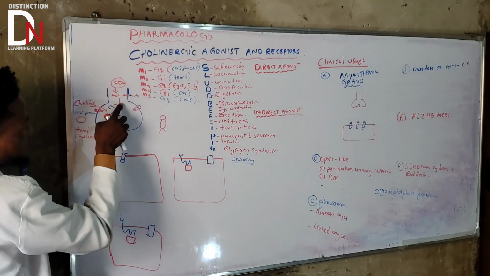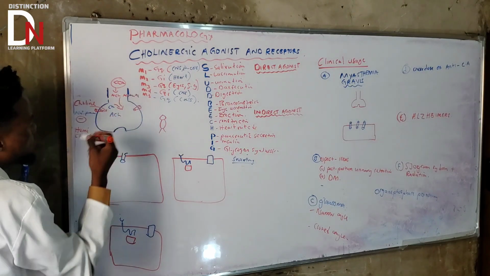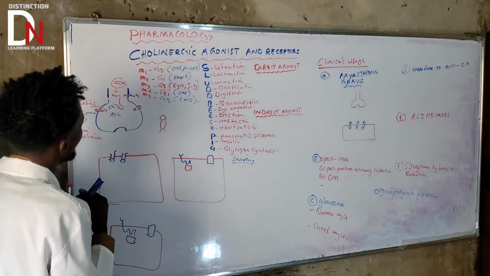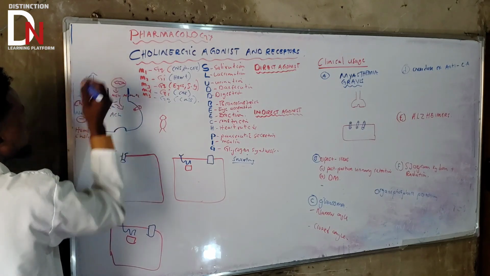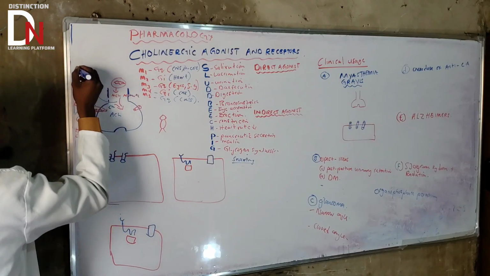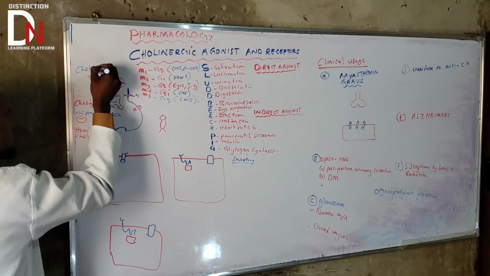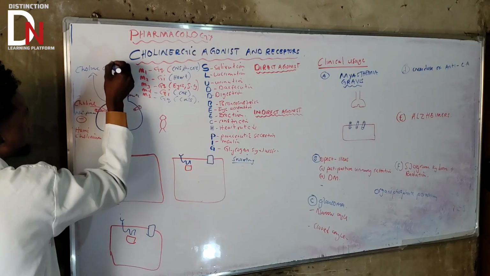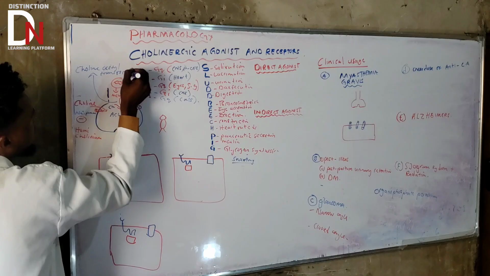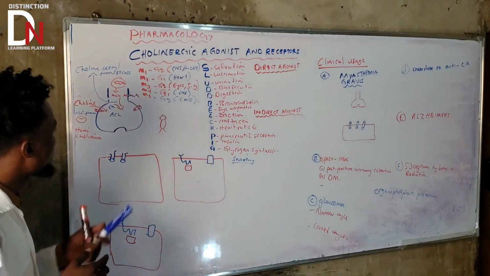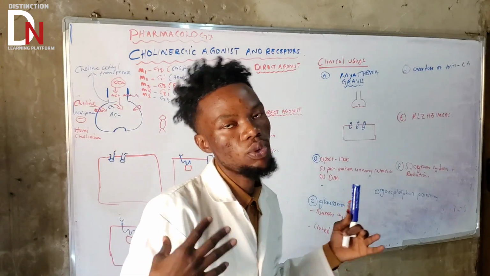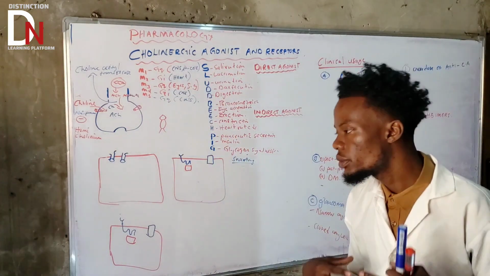But there is an enzyme that's going to promote this conversion. What do we call that enzyme? We call it choline acetyltransferase. Choline acetyltransferase is the one that makes sure acetylacetate combines with choline to form acetylcholine.